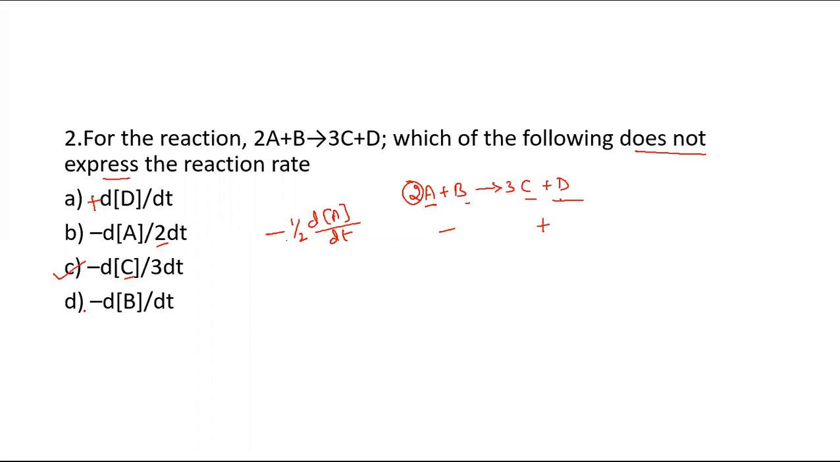So there is no need to check the fourth one because we have found it here. But for confirmation, if we go for the fourth one, dB, B is a reactant. Okay, the negative sign is right, and dt is correct. So this also matches. So the first, second and last options are expressing the rate, but the third is not expressing the rate. Understood? Why does it not express? Because it should be positive. Yes, understood?